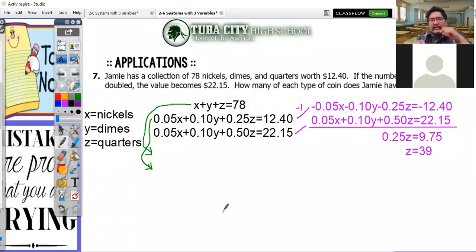Now I've got to pick one, either X or Y, to eliminate. Actually, you know what? I'm going to eliminate Z. Wait, should I eliminate? Okay, so hold on. Actually, no, I don't need to eliminate Z because I already know what Z is going to be. I know that Z is going to be 39, so I just plug that in. So I would definitely need to eliminate X or Y.